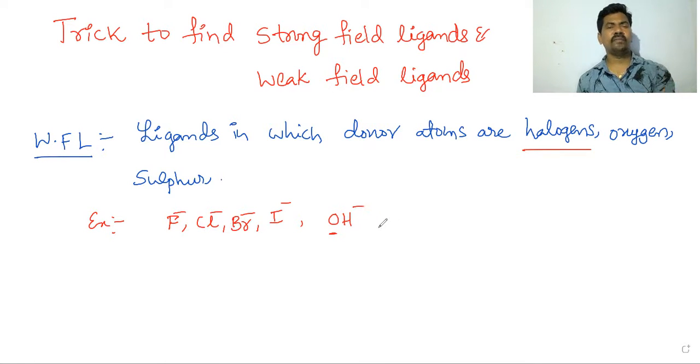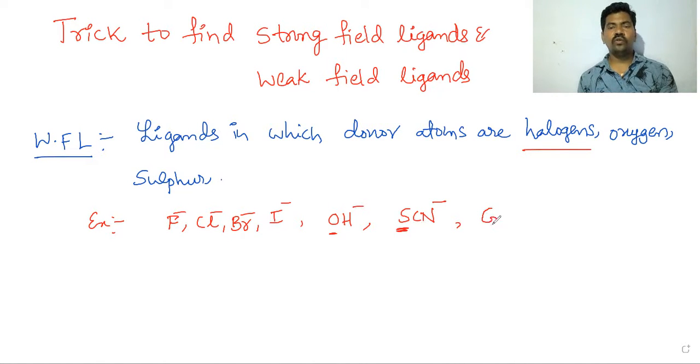You have to keep in mind how to find this. Then SCN minus, thiocyanate ion. It is an ambidentate ligand. In this one, sulfur is a donor atom, so it is a weak field ligand, SCN minus, or SNC, isothiocyanate, also we can find.